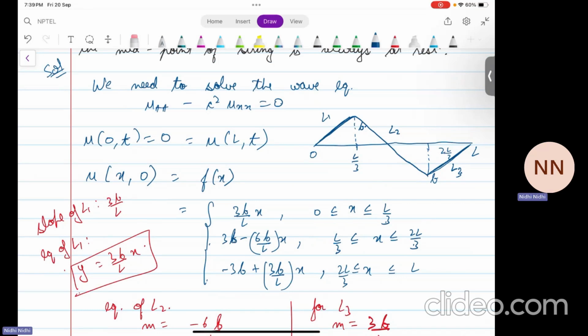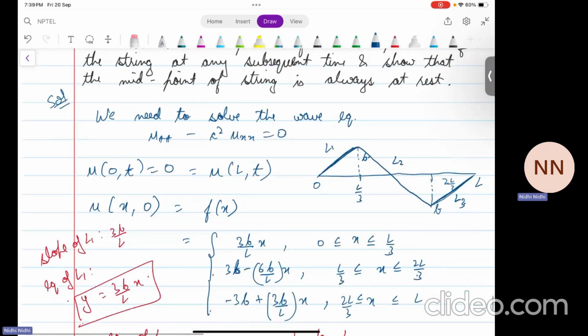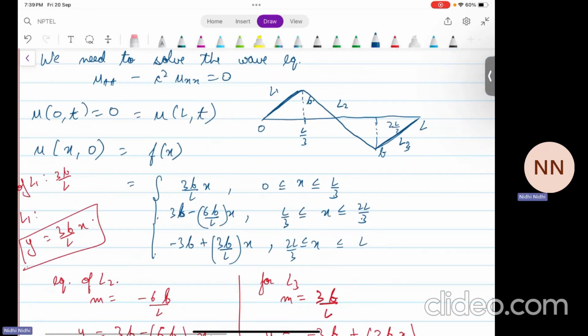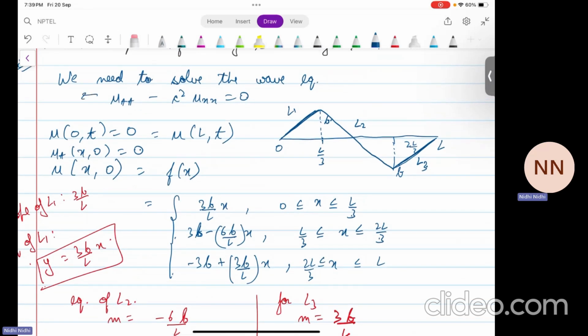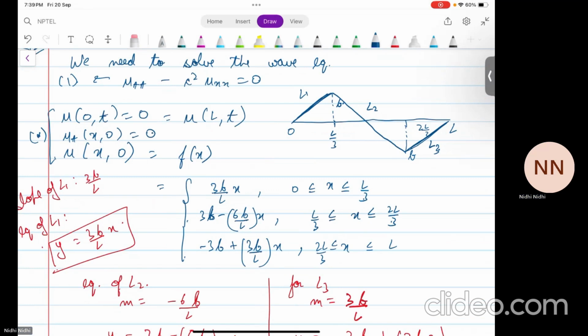Also, since initially it is at rest, the question says that the string is released from rest. That means initially the velocity is 0. That means we have u_t(x, 0) is 0. So now we'll be solving equation 1 along with boundary conditions star, as we did earlier. So in this case also you'll get a non-zero solution for lambda equals to minus n.